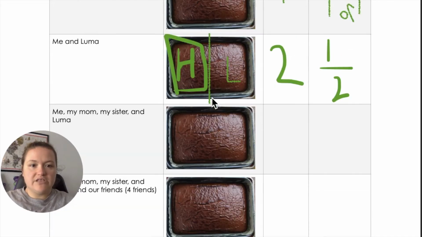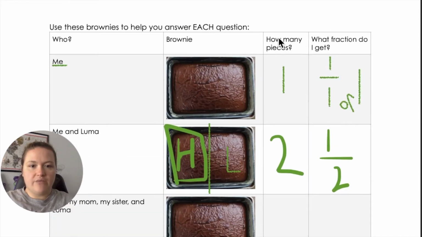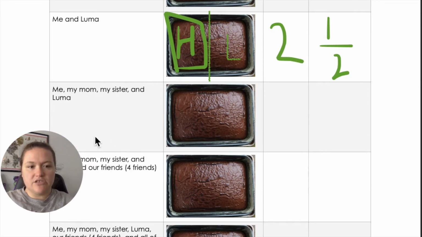So we need pieces for everyone. How many pieces is this brownie going to have to be cut into? We need 1 for me, 1 for my mom, 1 for my sister, and 1 for Luma. So let's count that. 1, 2, 3, 4. I need 4 pieces. I could remember when it was just me and Luma, and I could just draw a line right here. But that's not going to be enough for me, Luma, my mom, and my sister. So I got to cut it into where there's 4 pieces.